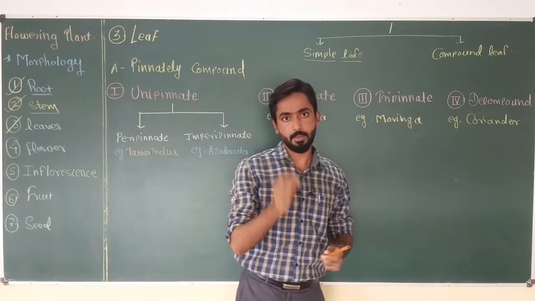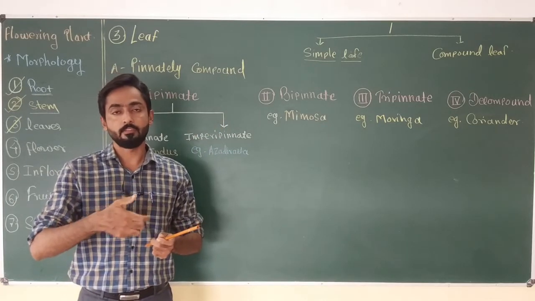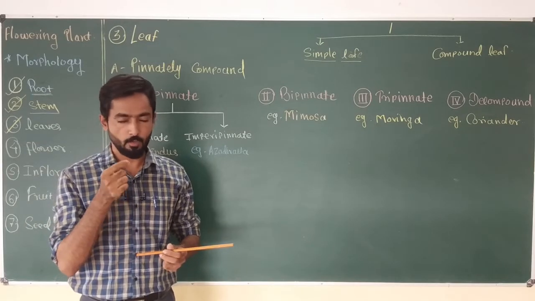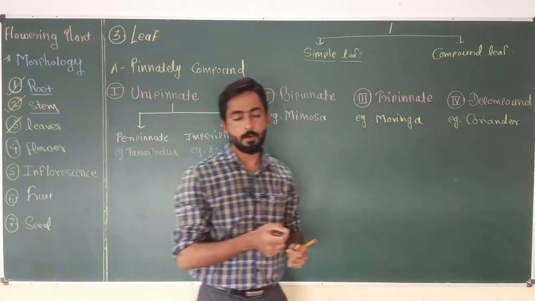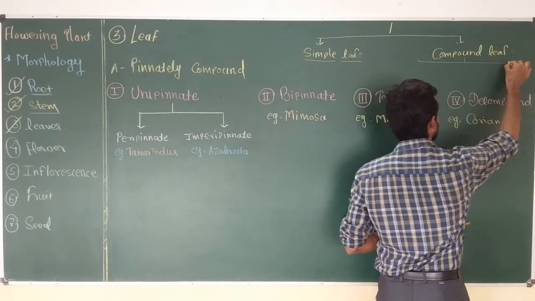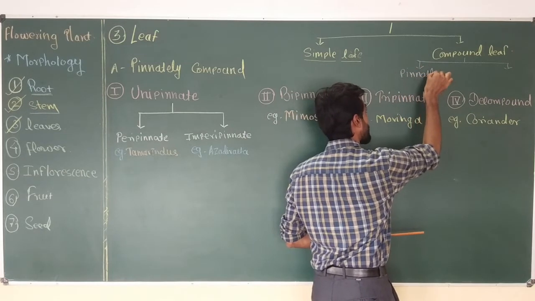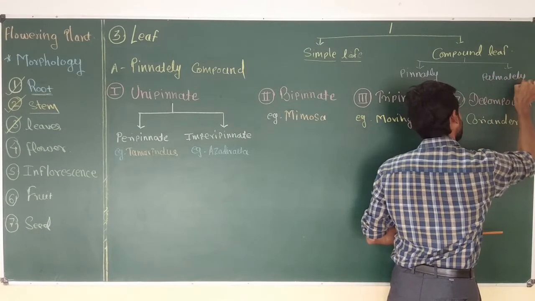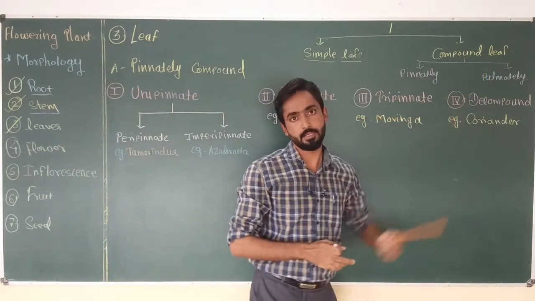When the leaf of the angiospermic plant has incisions or cuts, and due to the incisions the leaf gets divided into a number of small segments, the segments are called leaf blades, pinnae or leaflets, and such a leaf is called a compound leaf. Now, compound leaf is again subdivided into two types, that is, first is pinnately compound and second is palmately compound. In the last video, we discussed in detail the basic concept of pinnately and palmately compound leaf.